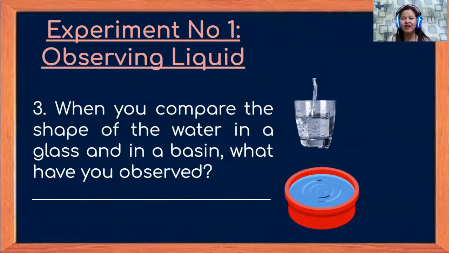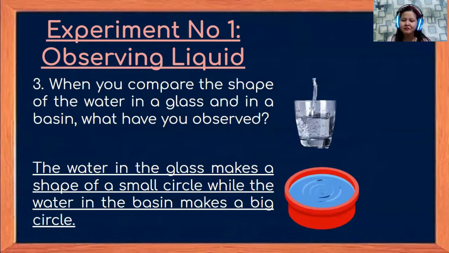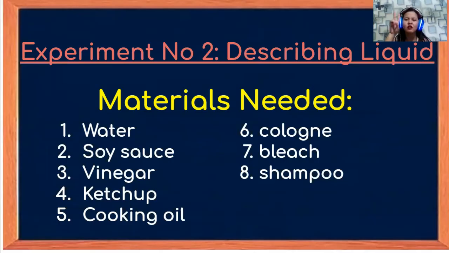Okay? So here's a possible answer for that. The water in the glass makes a shape of a small circle, while the water in the basin makes a big circle. Okay? Now we're done with experiment number 1. Let's proceed to the experiment number 2.